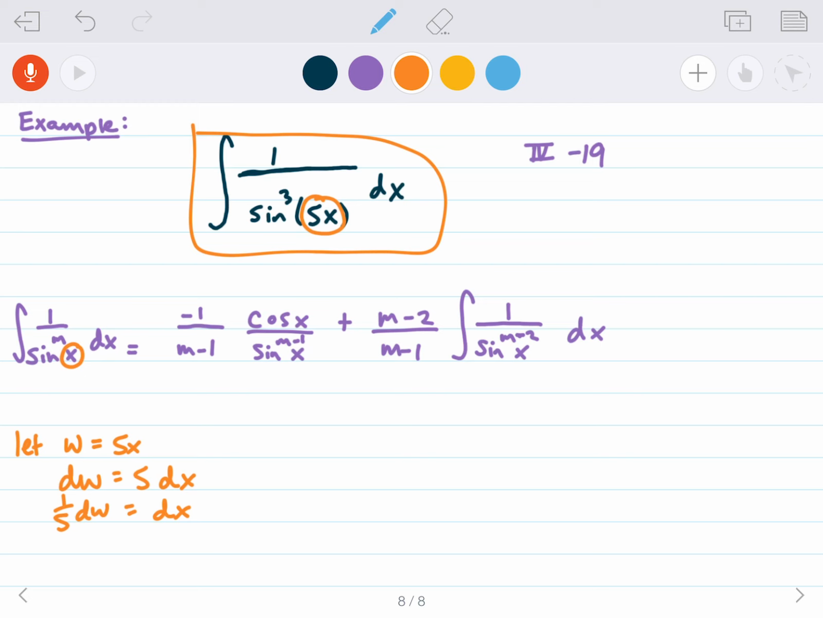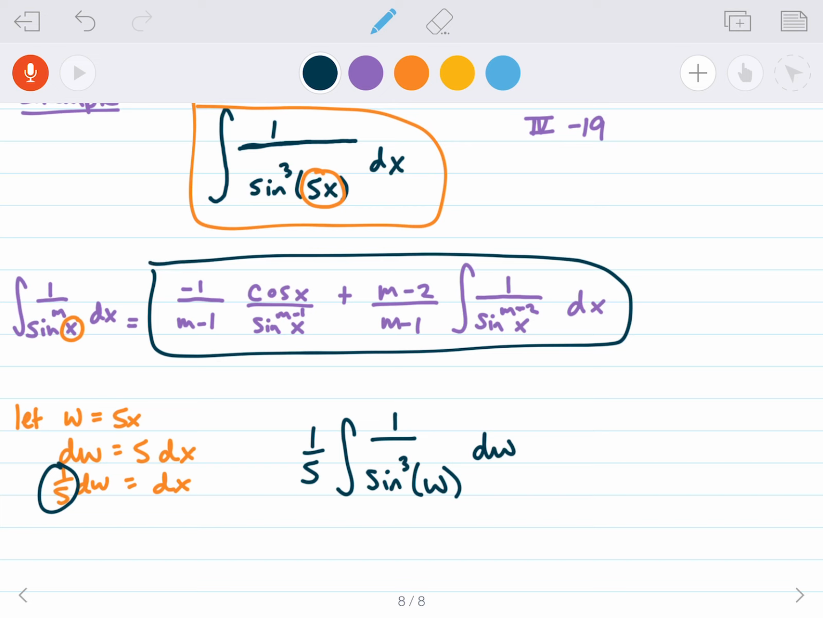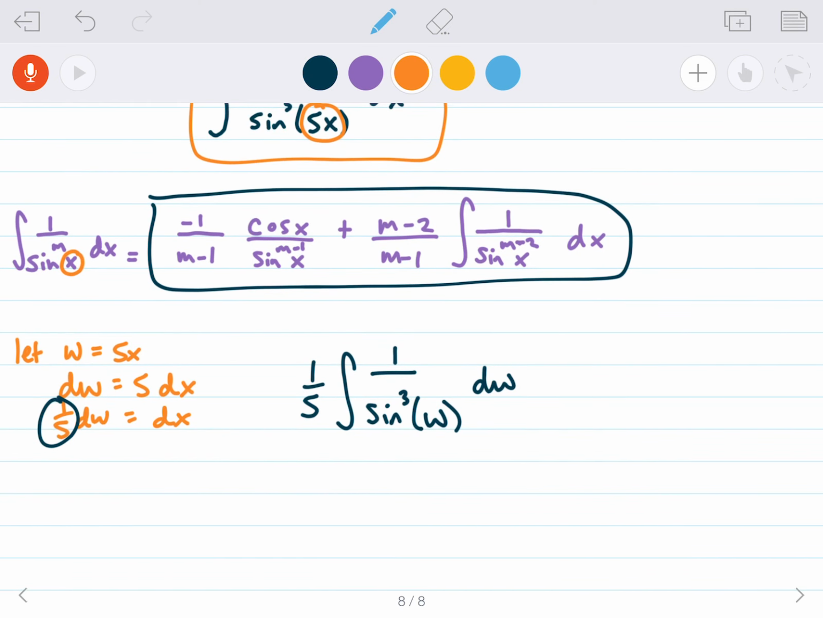All right, so let's go ahead and do that. Instead of 1 over sine to the third of 5x, we have 1 over sine to the third of w dw, but then we have to pull out that 1/5. Okay, so this is our problem right here that we're trying to solve. And now we can use the right side of this formula because we're in the proper form. We have a single variable, sine to the m of w. In this case, m, our power, is going to be 3. All right, so let's just use the formula.